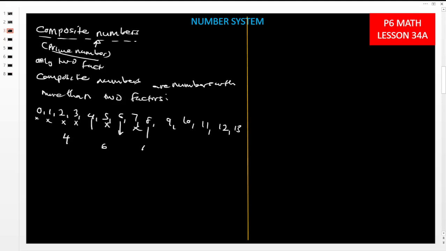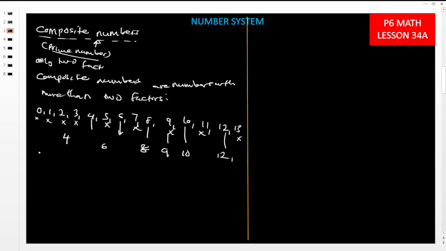This one is not. This one is composite. Then this one is not. This one is. Then this one is also. This one is not. This one is. The 12 is. Then 13 is not a composite number. So those are what we call composite numbers: 4, 6, 8, 9, 10, 12, 14, 15, 16, and so on.